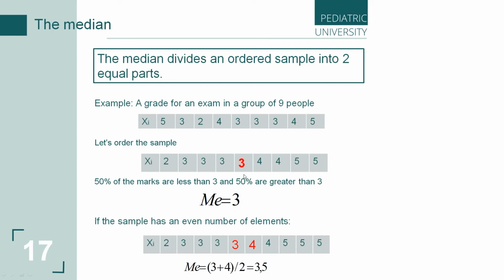So, the median will show us that 50% of the values are greater than mark 3, and 50% of the values are less than our median. In our example, it's mark 3, and the median shows that 50% of values are less than the median, and 50% of the values are greater than the median. It's convenient to use when the sample does not have a normal distribution.